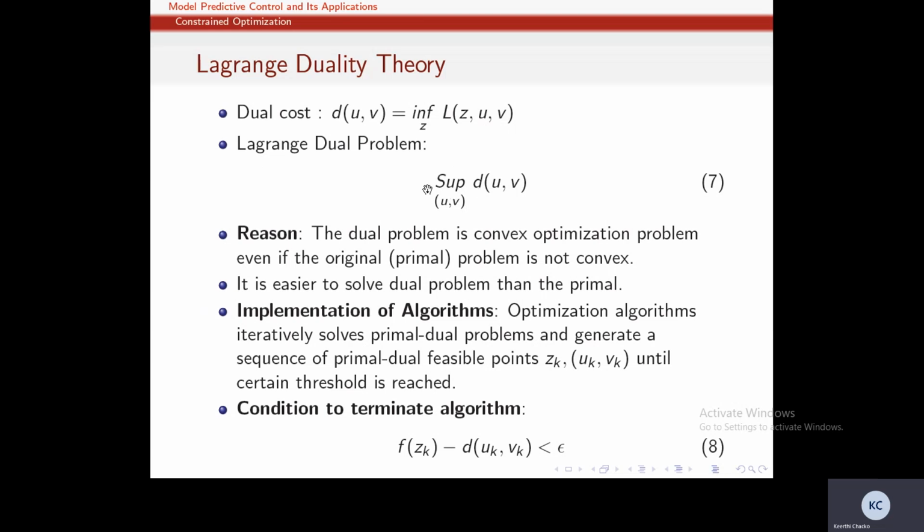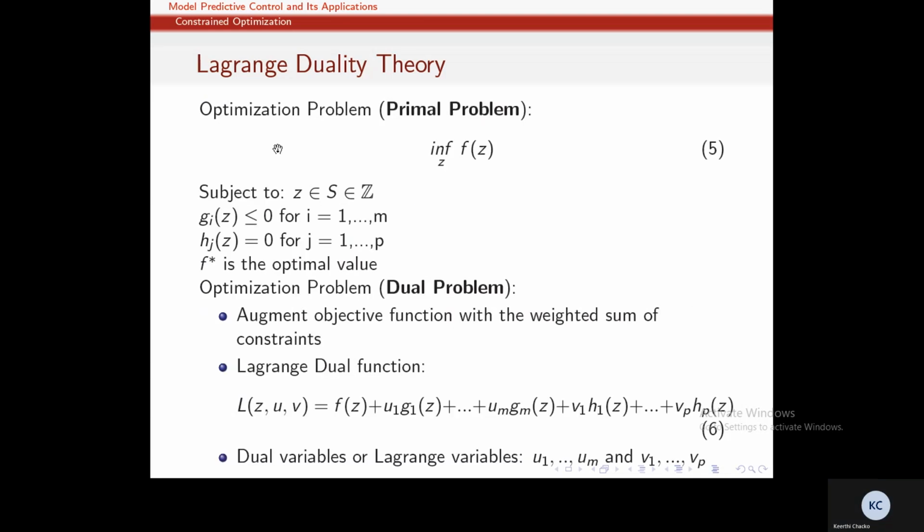So what is the Lagrange dual problem? We will find the supremum over U and V of the dual cost. That results in an equivalent problem to this primal problem. It will be equal to what we are doing in the primal, considering the optimization of a cost, considering the cost and constraints.